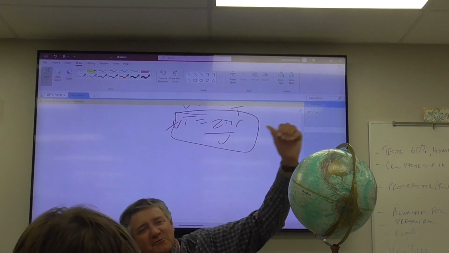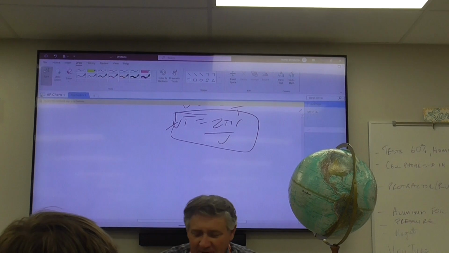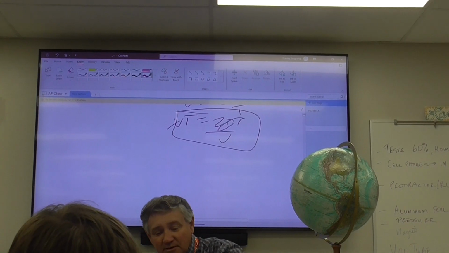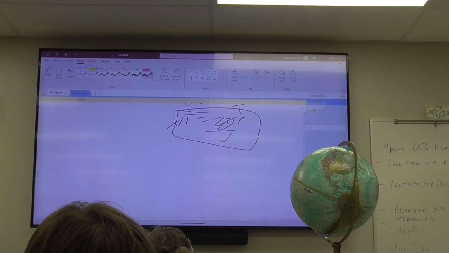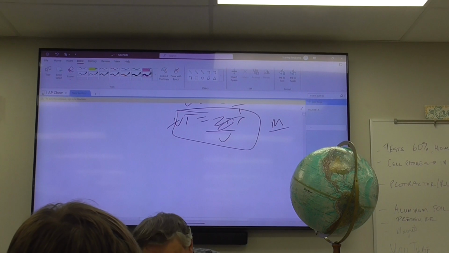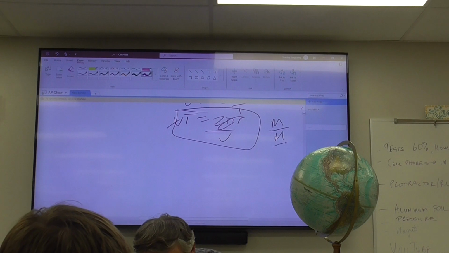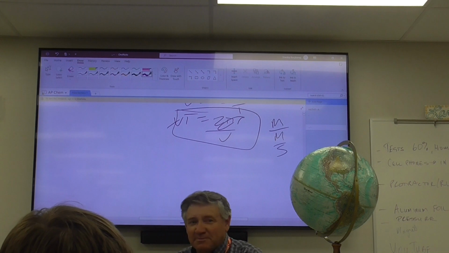So, are we going to worry about the 2 pi? No, not part of it. We're just doing dimensional analysis. What units is the radius going to be in? Meters. What's the velocity going to be in? Meters per second. Or meters per blah, blah, blah.